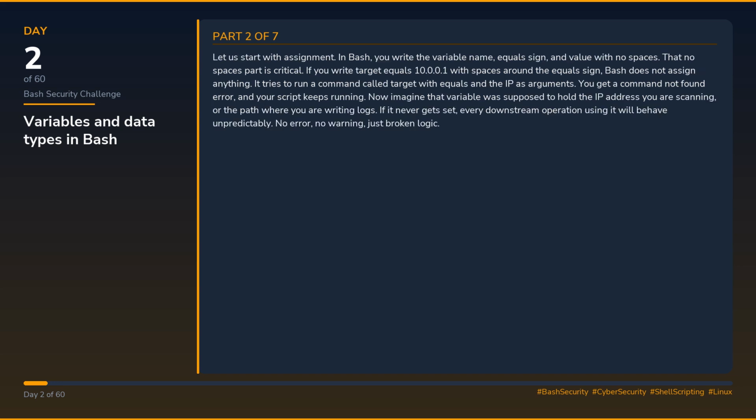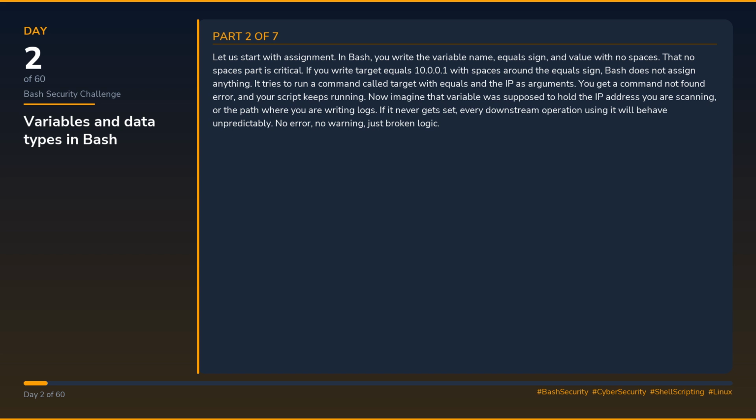Let us start with assignment. In Bash, you write the variable name, =, and value with no spaces. That no spaces part is critical. If you write target = 10.0.0.1 with spaces around the equal sign, Bash does not assign anything. It tries to run a command called target with = and the IP as arguments. You get a command not found error, and your script keeps running.